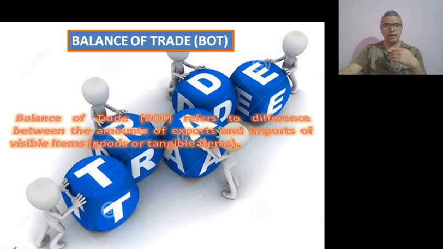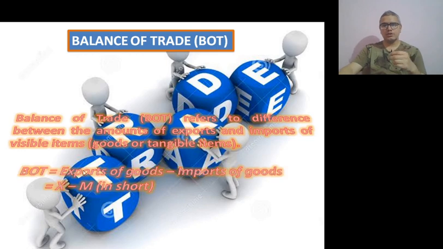Okay, so balance of trade means the difference between the monetary value of exports and the monetary value of imports of only visible items. Visible items means merchandise or the tangible goods that we can purchase, that we can touch, or that we can transfer from one place to another place.